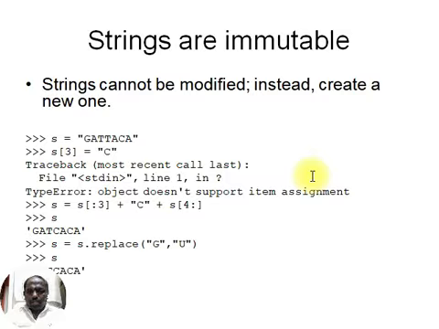So now I put s is Gadaka. Now s of index 3, s of 3 equal to c. So here what will be the type? Object does not support item assignment. That object does not support item assignment error will be raised.